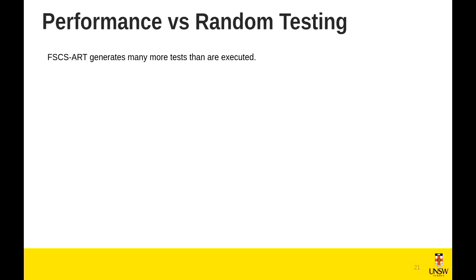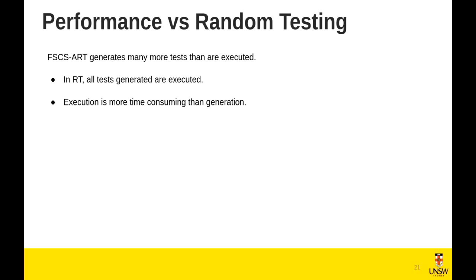So with this algorithm, as we just mentioned, each round we are generating a number of candidates. Normally for random testing, for each of the generated tests, we execute that test. But for this algorithm, we are generating more tests than the tests we are executing. This is based on this assumption: execution is normally more time consuming than generation. So normally executing a target takes more time than generating a new test.